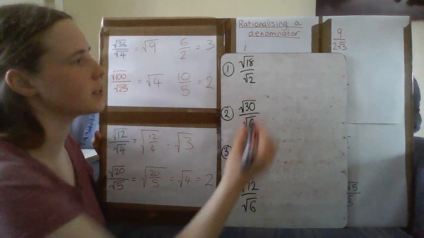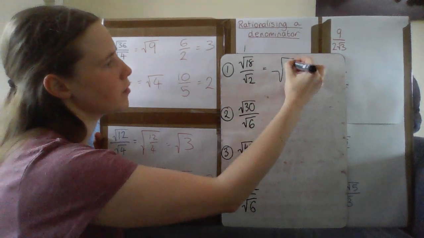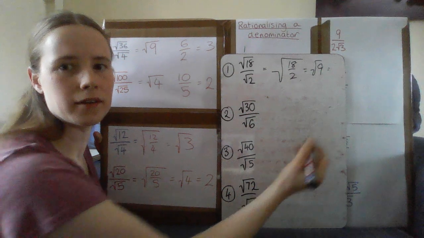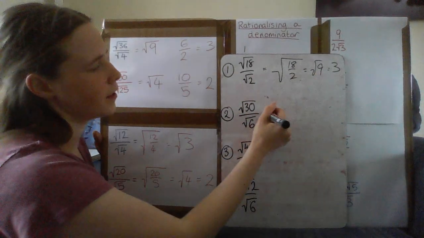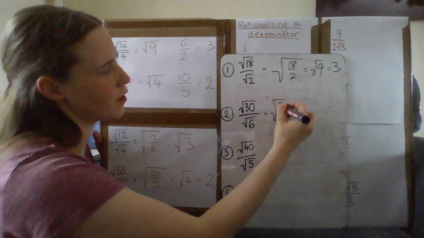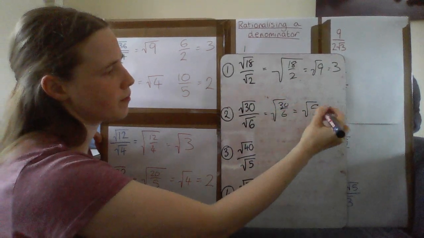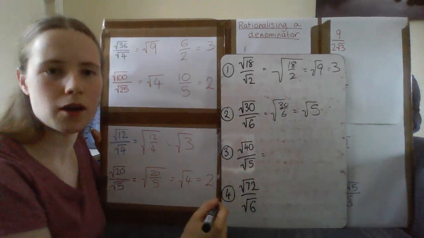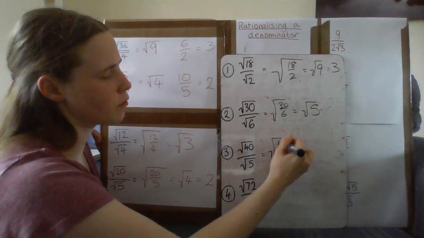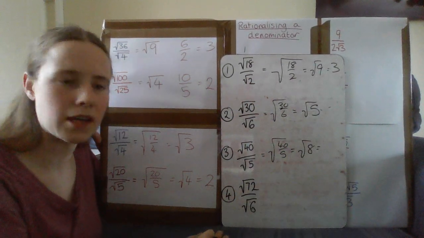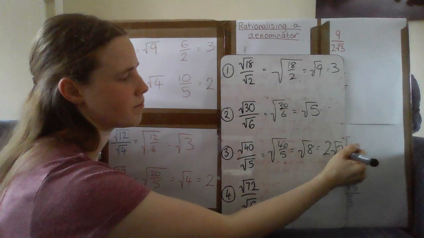Okay, so here are the answers to these ones. We're going to do the square root of 18 divided by 2, which is root 9, and root 9 comes out as 3. Next one, root 30 over root 6 is root of 30 over 6, or root 5. Can't do anything with that, that's a surd. Okay, next up, root 40 over root 5 is root 40 over 5, which is root 8, and I can simplify root 8 to 2 root 2.